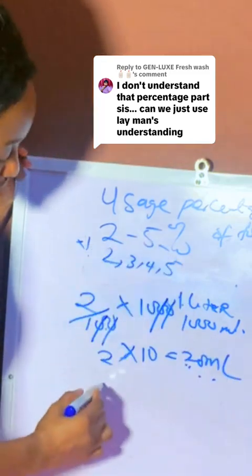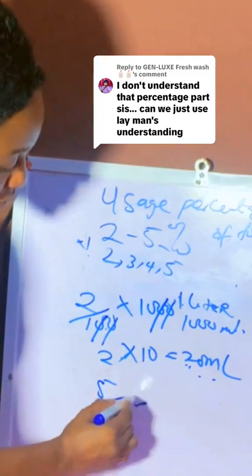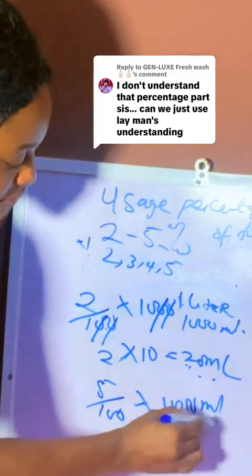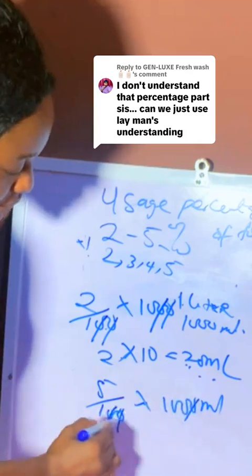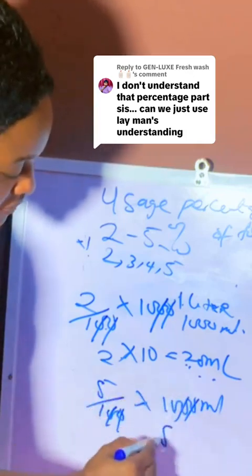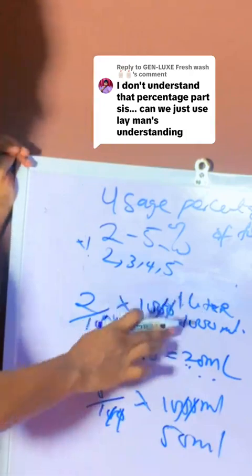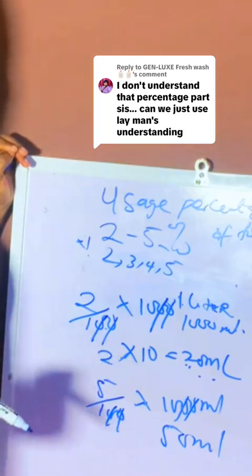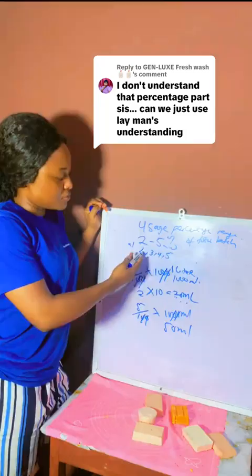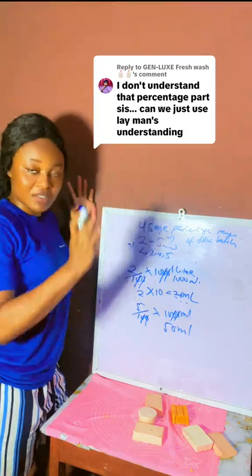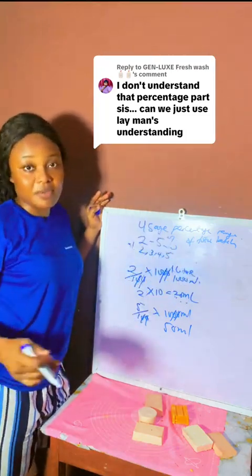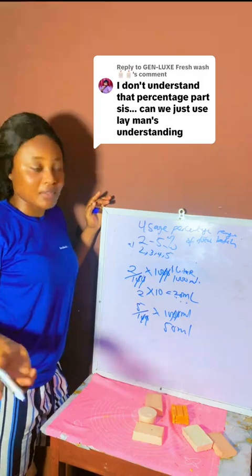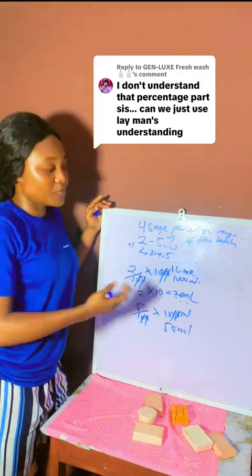If you're making use of 5%, 5 over 100 multiplied by 1,000 mil. This cancels this. 5 times 10, 50 mil. This means for this same 1 liter, you're using 50 mil, if you choose to use 5%. Now, whether you use 2, 3, 4, 5%, you are still okay. Going beyond 5% will not give extra benefits, right? That's just it. So this is the usage percentage range.